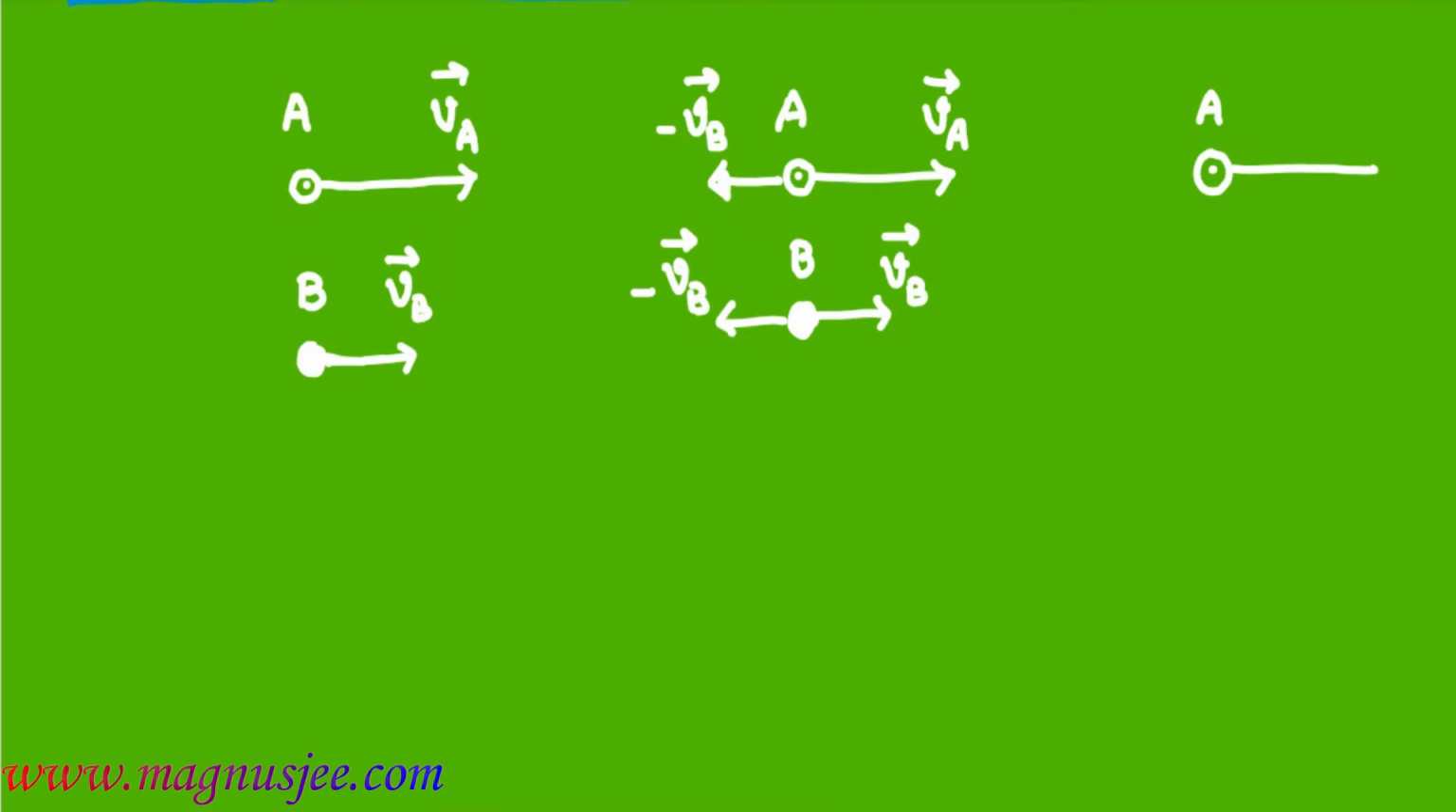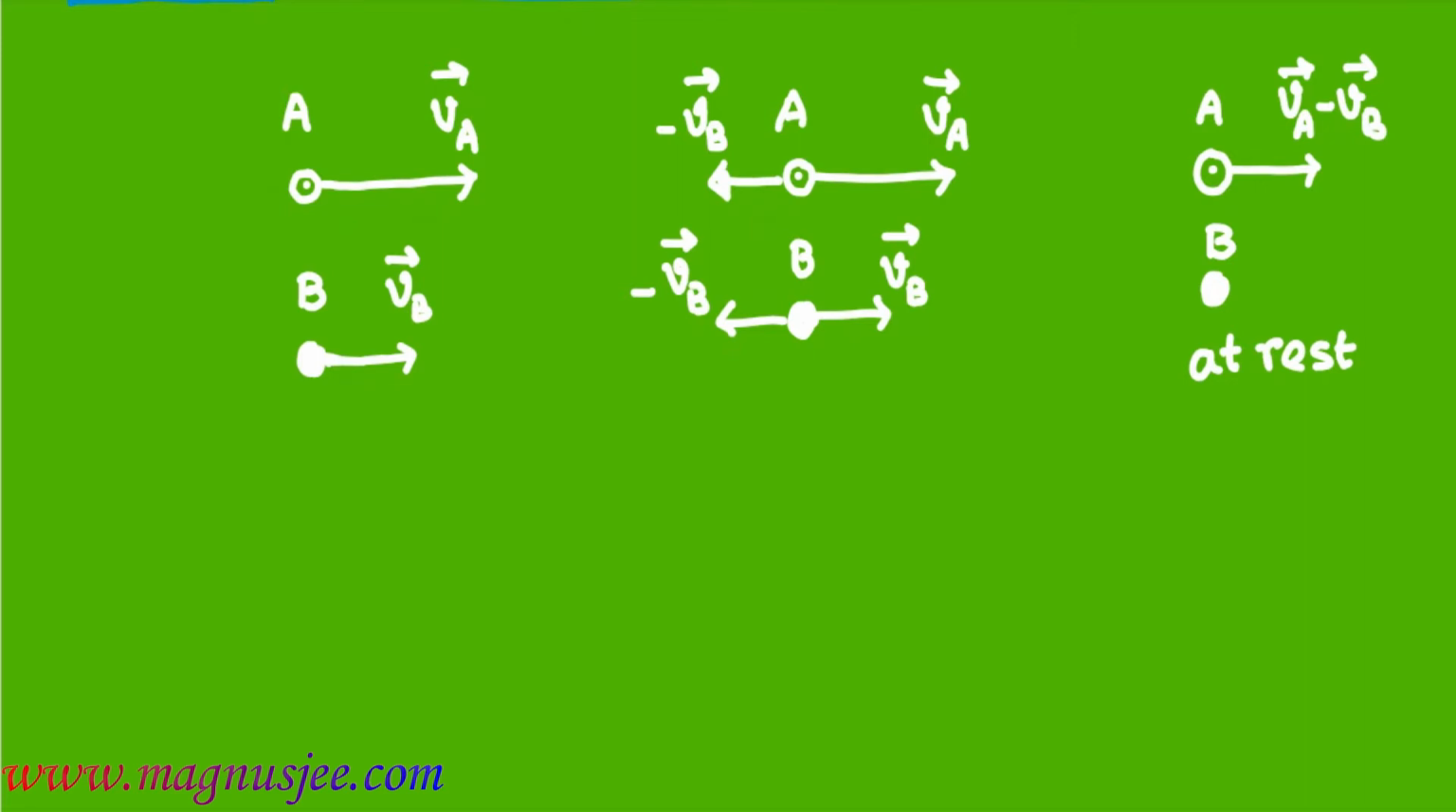As a result, the body A will be moving with a resultant velocity, vector VA minus vector VB. That means if we add vector VA and minus VB, then we get vector VA minus vector VB for the body A, and the body B will be at rest. The body B will be at rest because here minus VB is added with VB, and we get zero velocity vector of the body B.